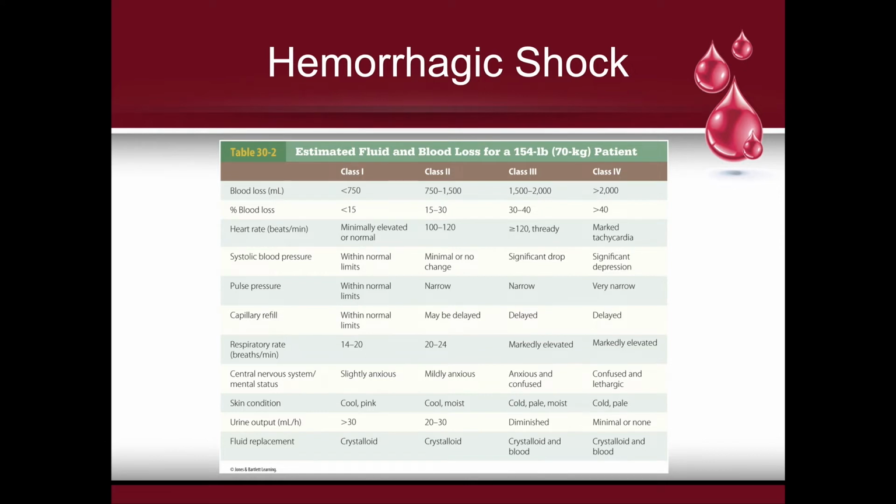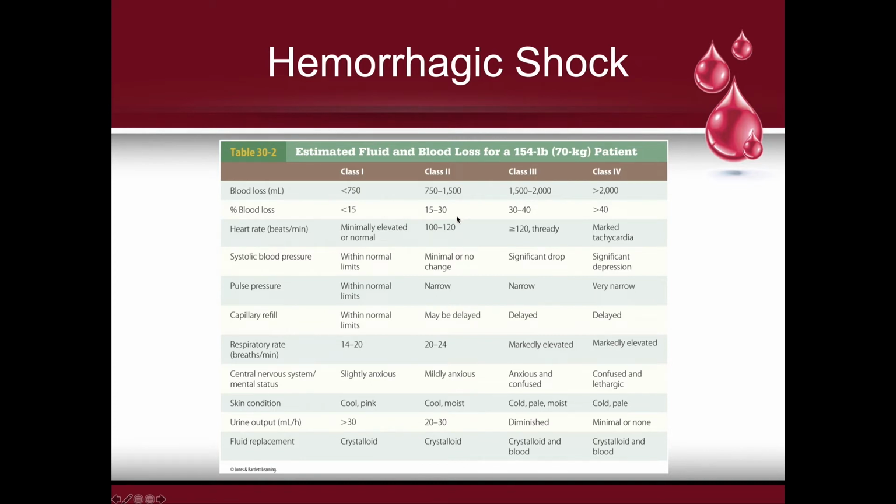So, estimated fluid loss and blood loss for a 154-pound patient, which happens to be exactly 70 kilograms. These are your classes of hemorrhagic shock. Class 1 is less than 750 milliliters of blood loss, which is less than 15% of their blood volume, and you're not going to have too many changes. Blood pressure is probably within normal limits, and heart rate might be a little elevated, but mostly normal. Respiratory rate is going to be on the higher end of normal. They could be a little anxious. They're nice and pink. They might be a little cool because, remember, blood is where we get our warmth.